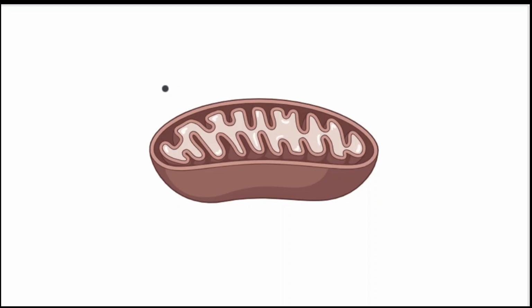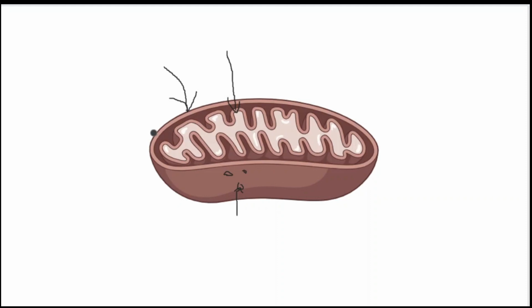What you can see here is that it has two membranes. It has an outer membrane and an inner membrane. The outer membrane is very smooth. It has no foldings like you can see on the inner membrane, and it has small pores, just like the nuclear membrane and the plasma membrane. It has pores, and these can be used for ions to pass through to go to the space in between the two membranes, the intermembrane space.